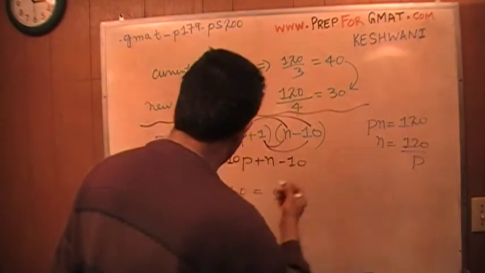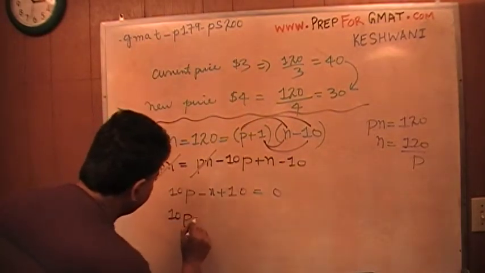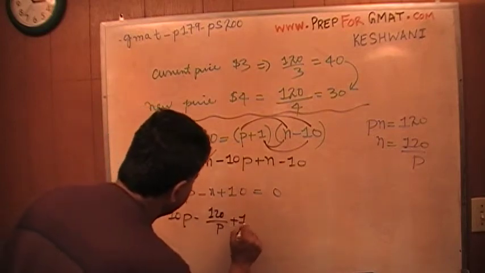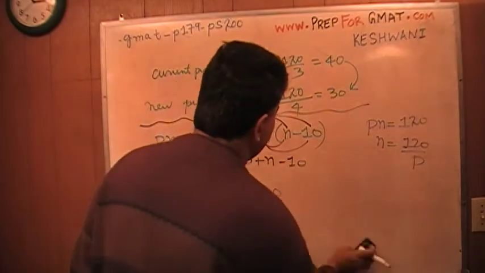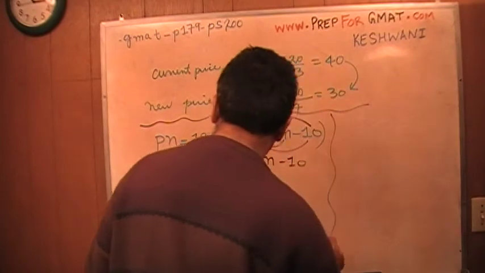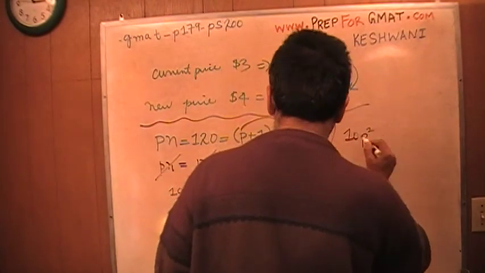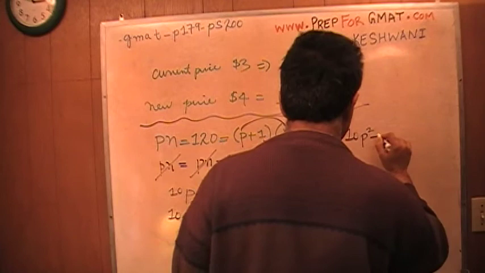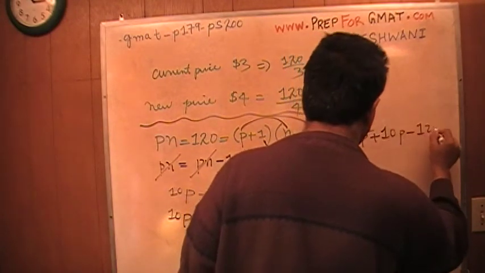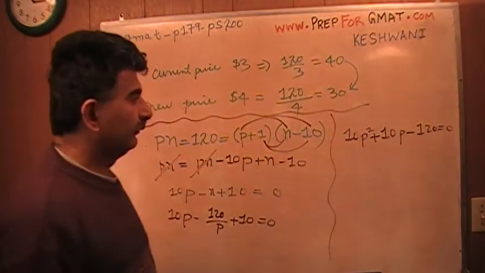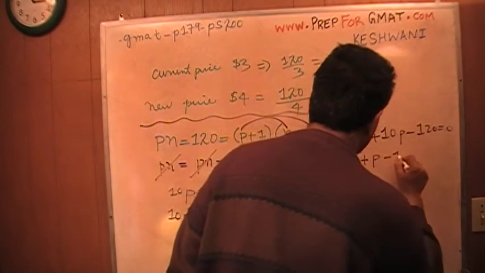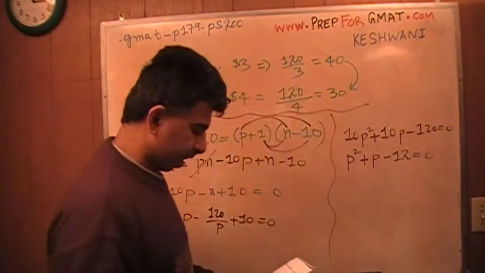So this is correct then. Let's put it back in here: 10P minus 120 over P plus 10 equals 0. Multiply both sides of the equation by P. So I end up with 10P squared plus 10P minus 120 equals 0. I'm going to divide the whole equation by 10, so I end up with P squared plus P minus 12 equals 0.